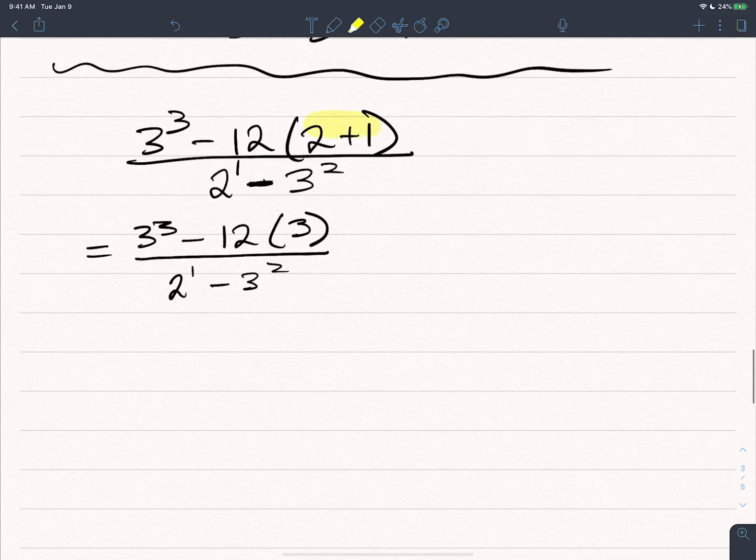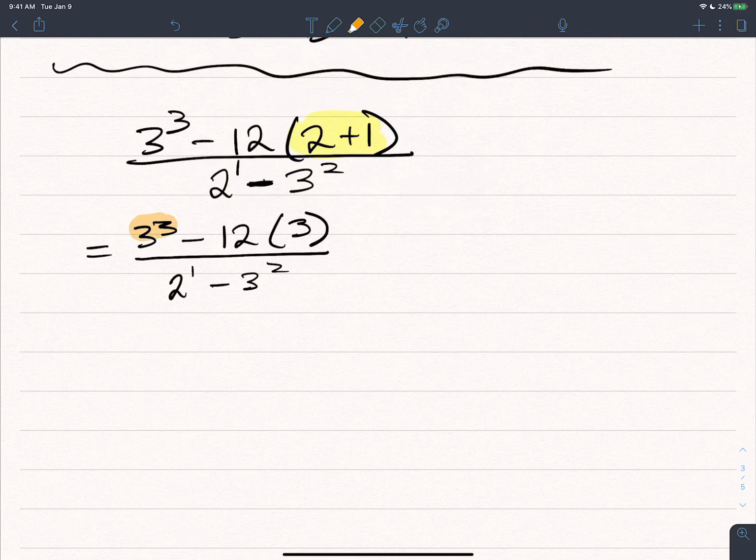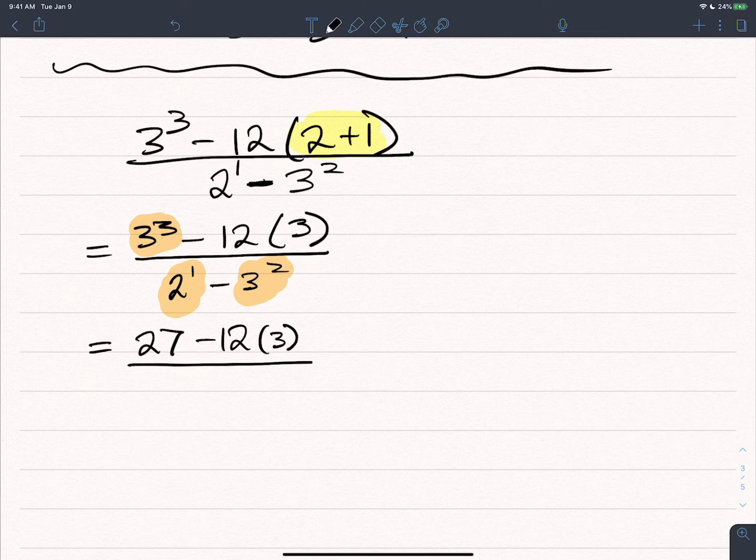So first we did this. Now we're going to do the exponents. That's this here, and this here. So this is going to equal 3 cubed is 27 minus 12 times 3 divided by 2 to the first power is any number.